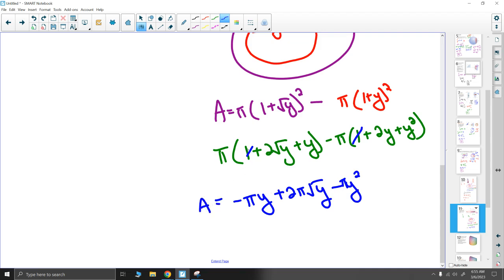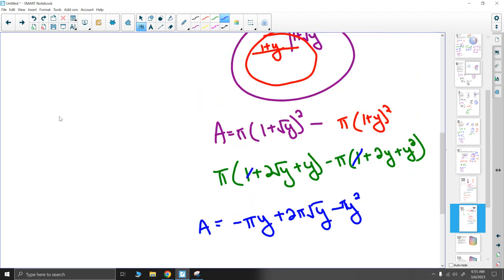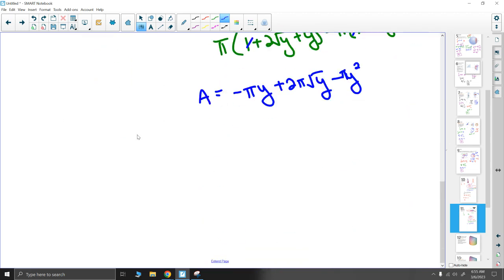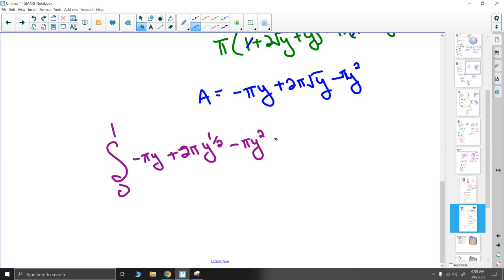Let's double check it. Ones are gone. 2 square roots y is by itself. Y minus 2y is negative y. And then we have our y squared. Okay. So this is our area in terms of y, which again is what we want to integrate. So we're integrating from 0 to 1 of our negative pi y plus 2 pi y to the 1/2 minus pi y squared dy.